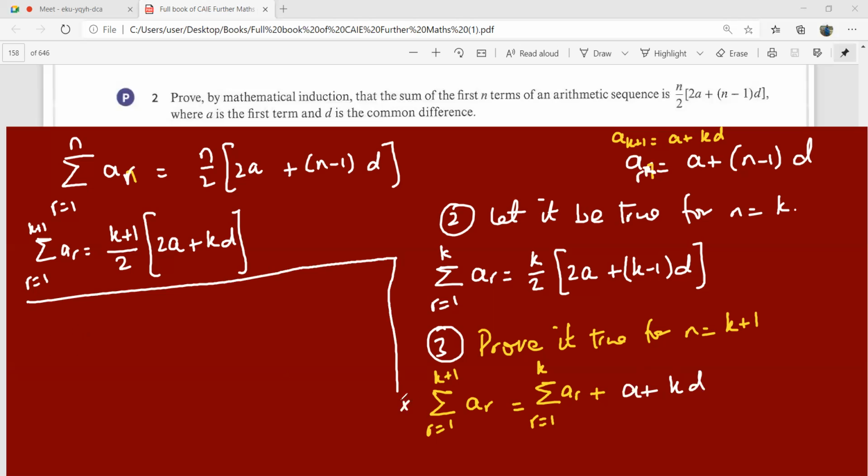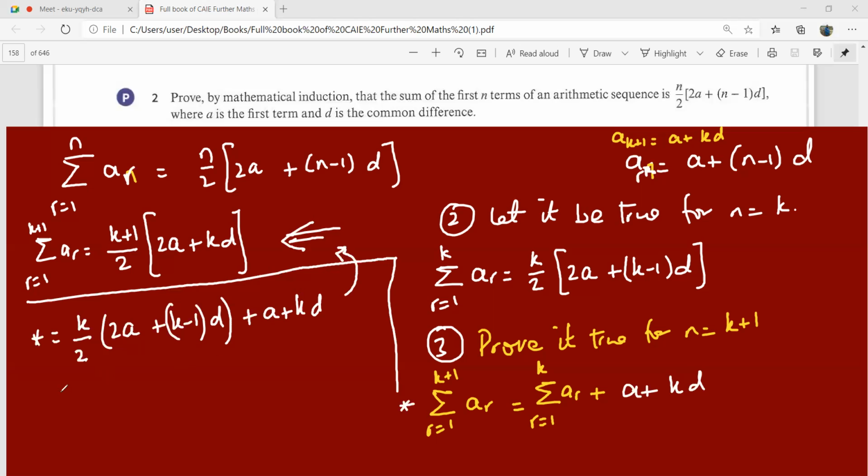So this thing over here is going to be, for this, I'll be writing k over 2 into (2a plus (k minus 1) times d). We get this from the second step. And then I have plus a plus kd. I have to show all of this to be this. So this proof would be completed then.